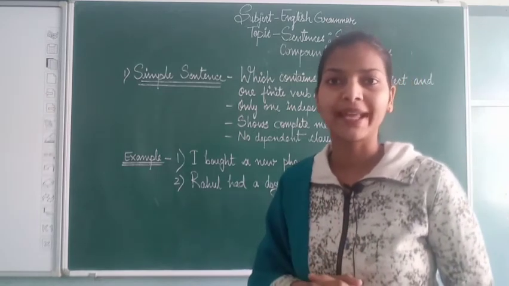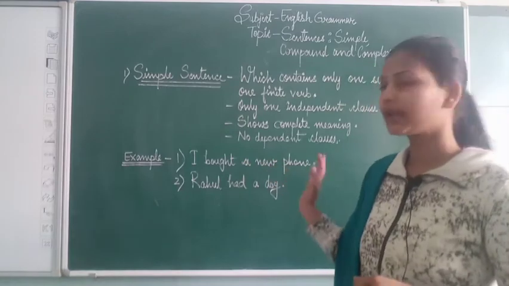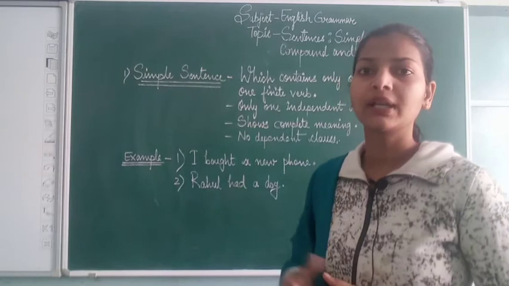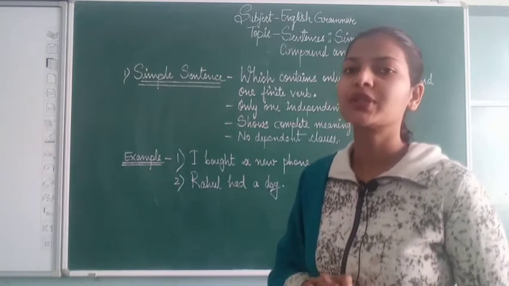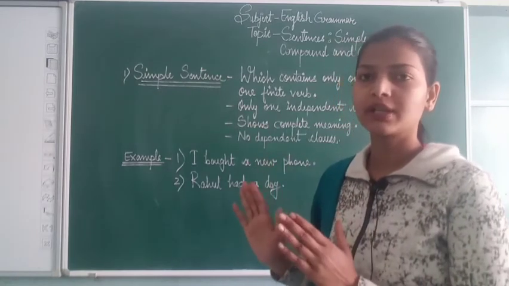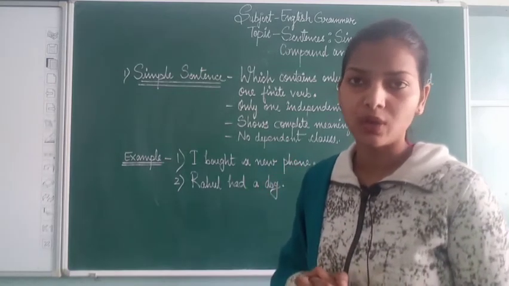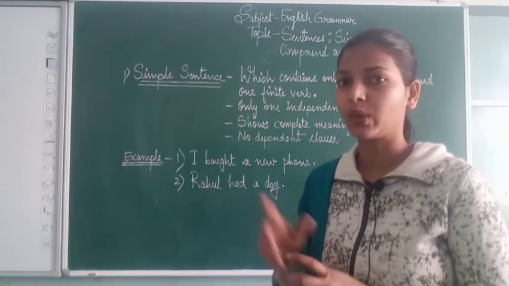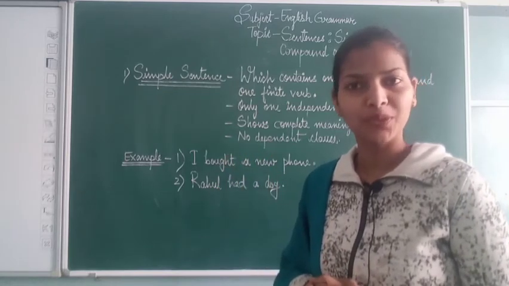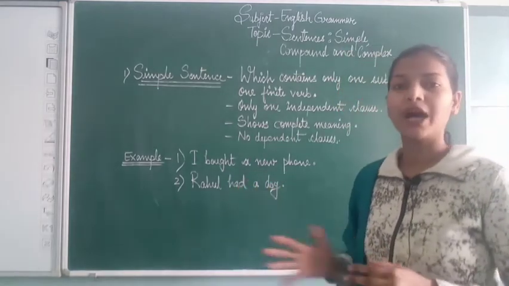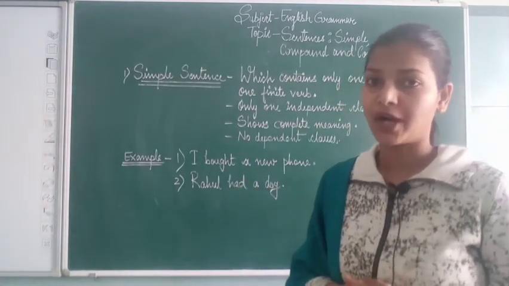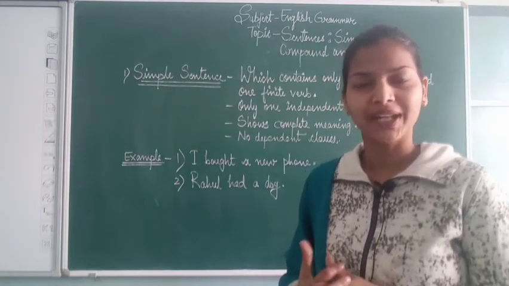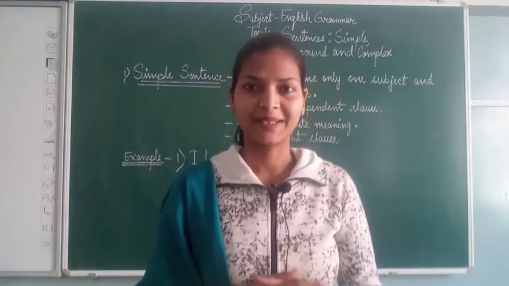Let us understand with the help of an example. I bought a new phone. So I is the subject, one subject. Bought is the finite verb. So this is how it is an independent clause. It does not require any other dependent clause for its complete meaning. It is an example of a simple sentence with one subject and one finite verb. One more example. Rahul had a dog. Rahul, one subject, had is one finite verb. So another example of a simple sentence.